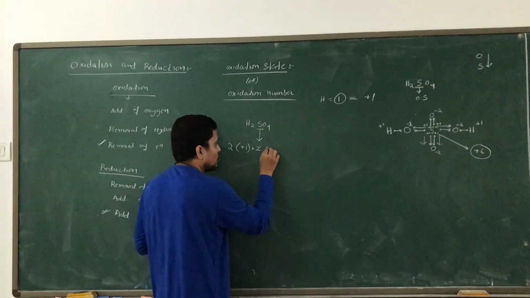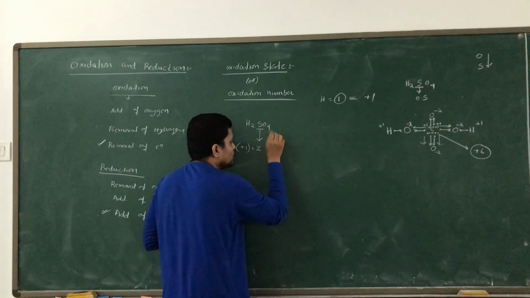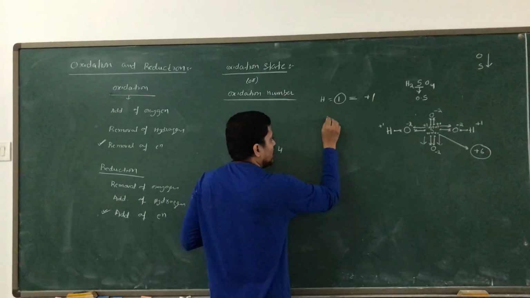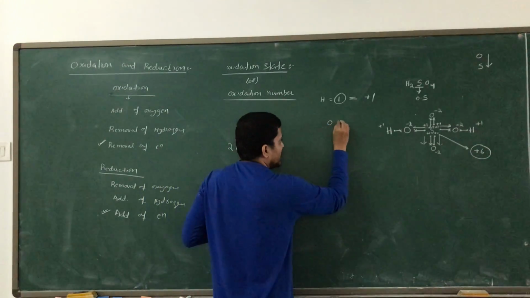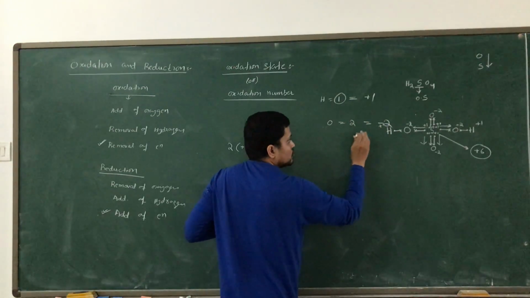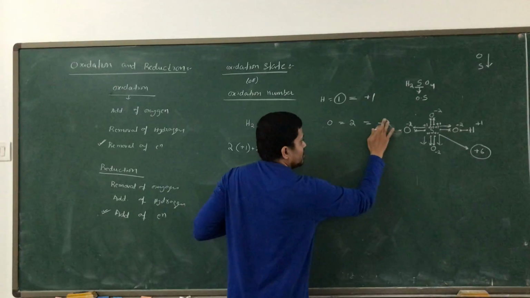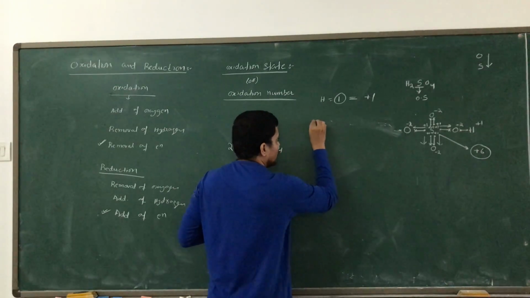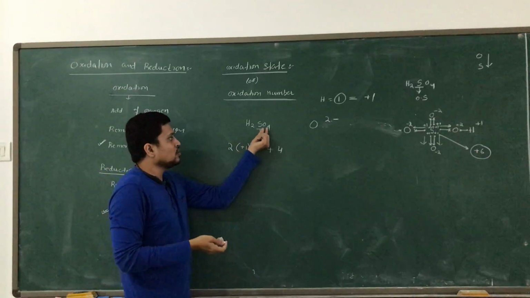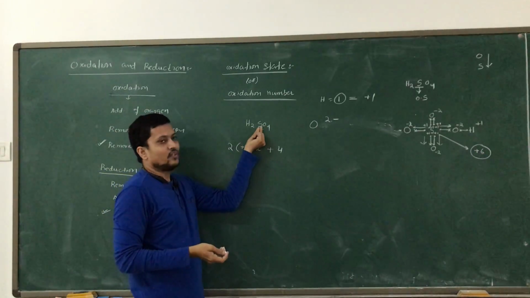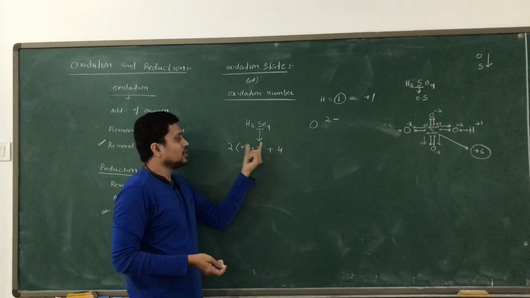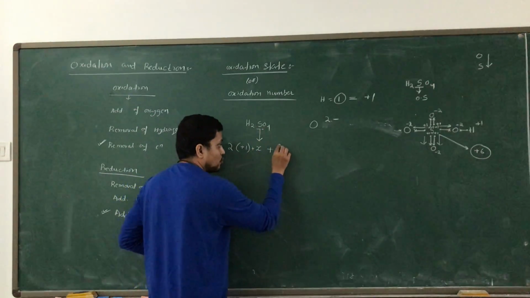And if I go for oxygen, how many oxygens do we have in total? 4 oxygens. And each oxygen is going to take how many electrons? Normally oxygen takes 2 electrons and becomes -2. So oxygen is normally -2, always, because it has high electronegativity. Here also, against sulfur, it is going to take 2 electrons from the sulfur and become -2.